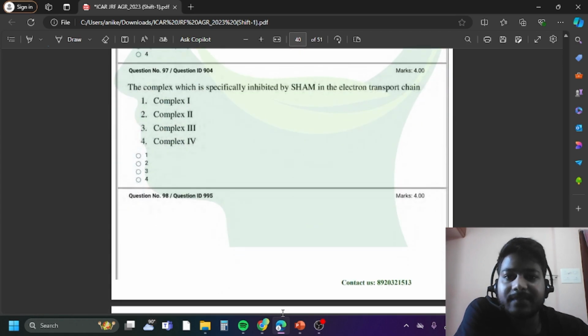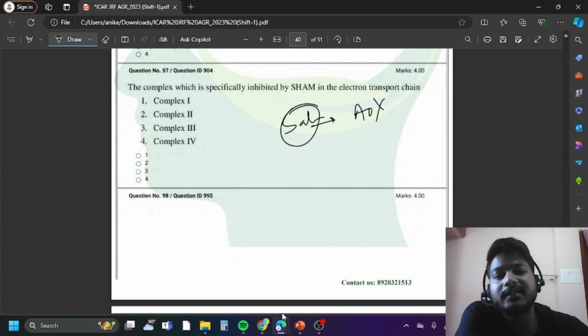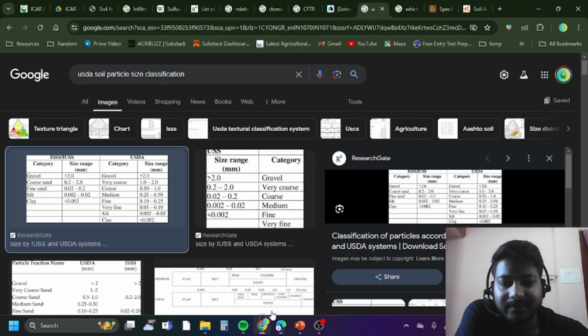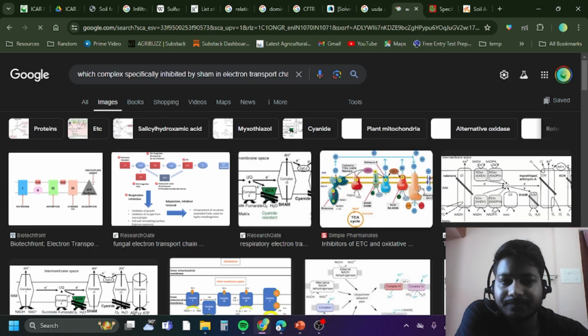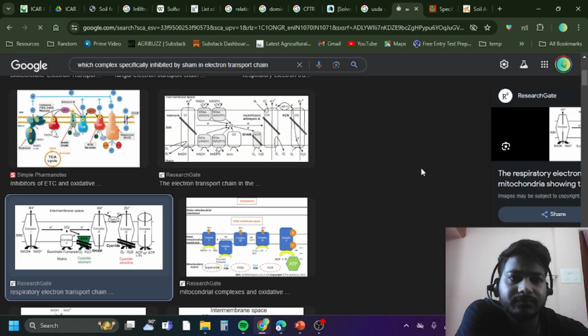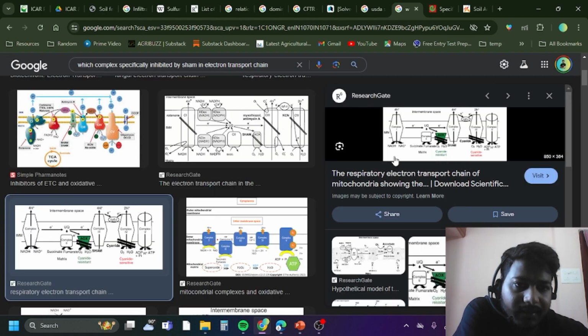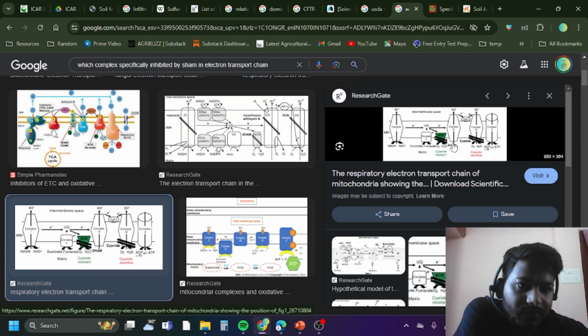The complex which is specifically inhibited by SHAM in the electron transport chain: basically salicylhydroxamic acid, which we use to inhibit the alternative oxidase in the electron transport chain. Let's see it visually. You can see in this image complex 1, complex 2, complex 3 and complex 4. SHAM is used to inhibit the AOX, the alternative oxidase, which is present near complex number 3.